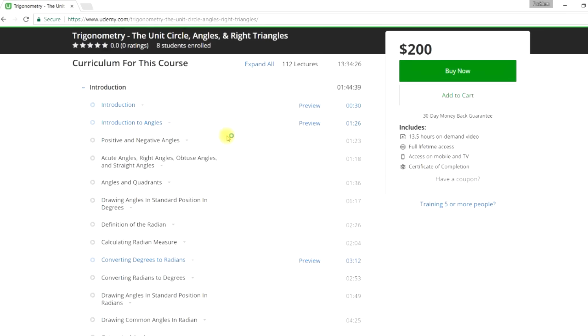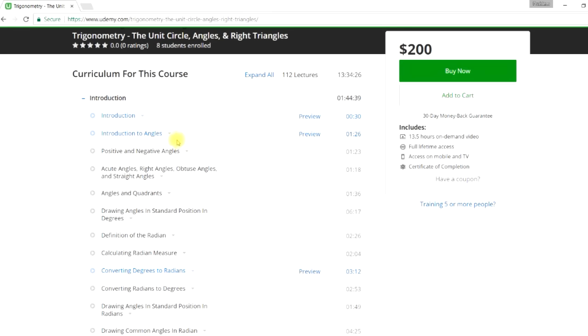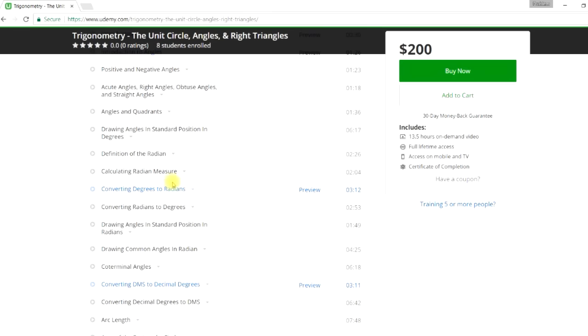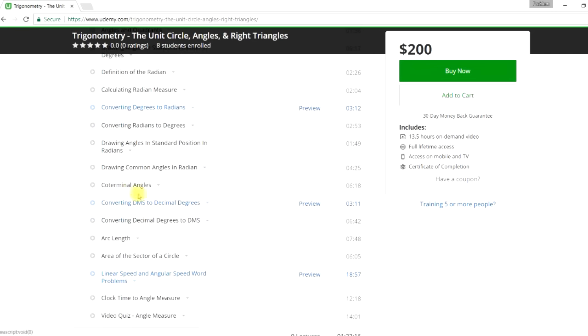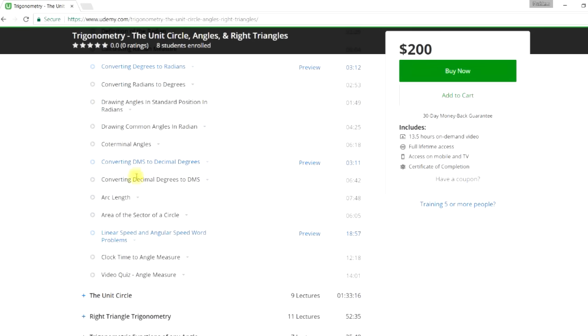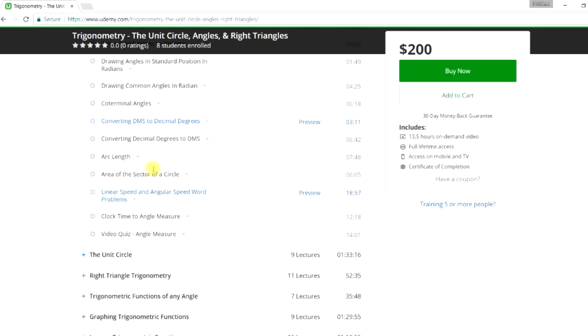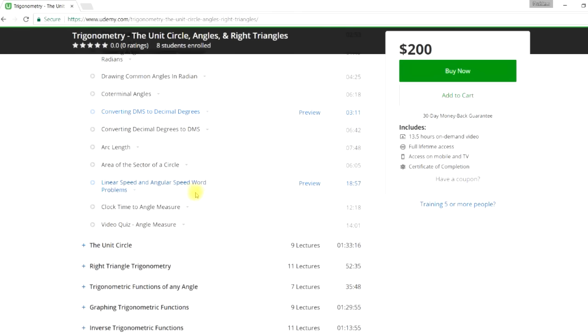So let's look at the curriculum. In the first section, I'm going to go over angles, radians, how to convert degrees to radians, coterminal angles, how to convert DMS to decimal degrees, arc length, area of the sector of a circle, linear speed and angular speed word problems, and also if you need to take the time that's shown on the clock and convert it to an angle measure, I cover that in this section as well. And then at the end of each section is a video quiz.